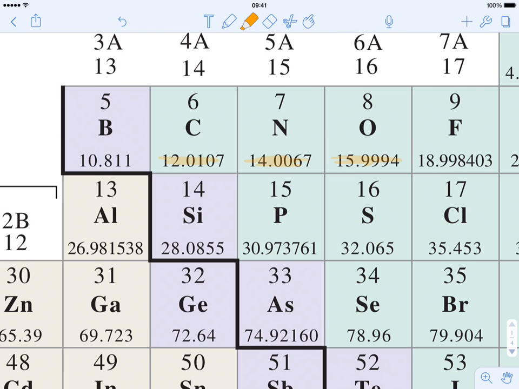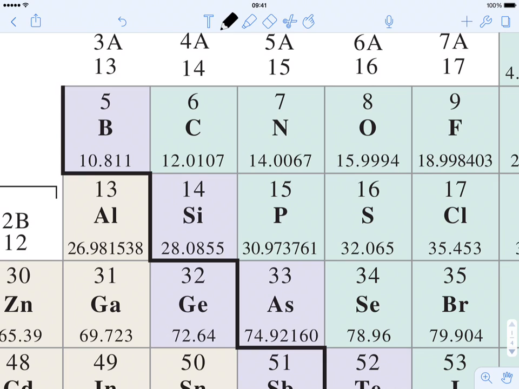Now, when I say the sum of the weights of the atoms, what I'm talking about are these numbers that are underneath the elements in the periodic table. So if you notice, there's these numbers down here, and these numbers are what's called the element's atomic mass. So for example, the atomic mass of carbon is 12.0107. The atomic mass of nitrogen is 14.0067, and so on and so forth.